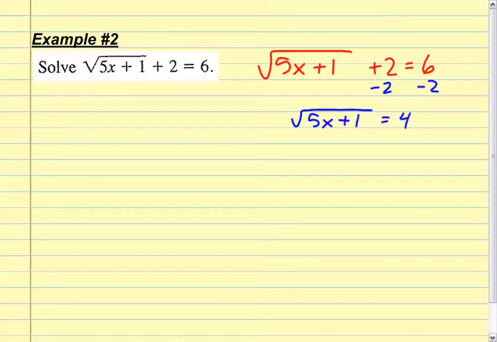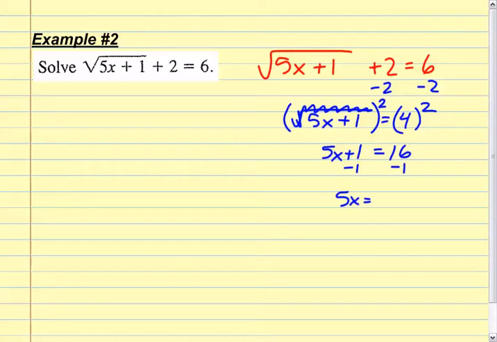Now I've isolated that square root. So I'm going to square this side, which gets rid of the square root, and I'm going to square this side. So that gives me 5x plus 1 is equal to 16. I'm going to subtract 1 from both sides, and I get 5x is equal to 15, divide by 5, and x is equal to 3.